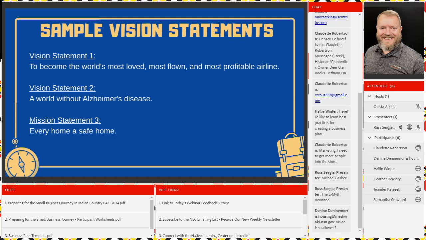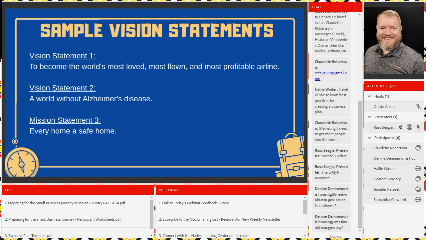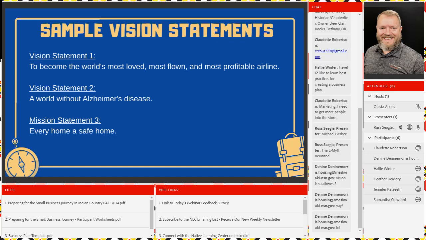Vision 1 is Southwest Airlines. Absolutely. They've dropped the ball a little bit in the last couple of years, but you win the prize, and Deneen, the prize today is $1 million. I will be sending the check to your home address. But again, you see what these sample vision statements are looking at. They're very, very concise, very brief, but every one of them is inspiring in its own way.